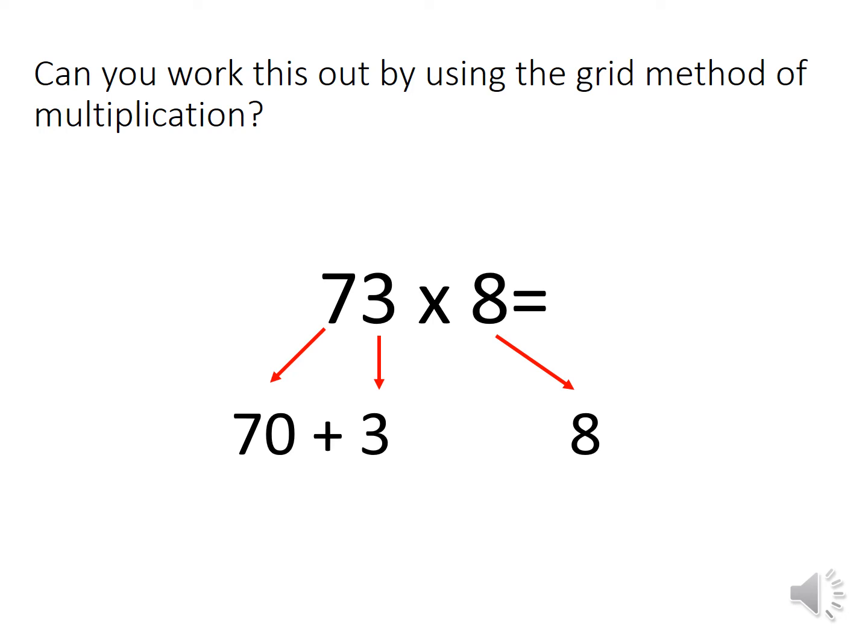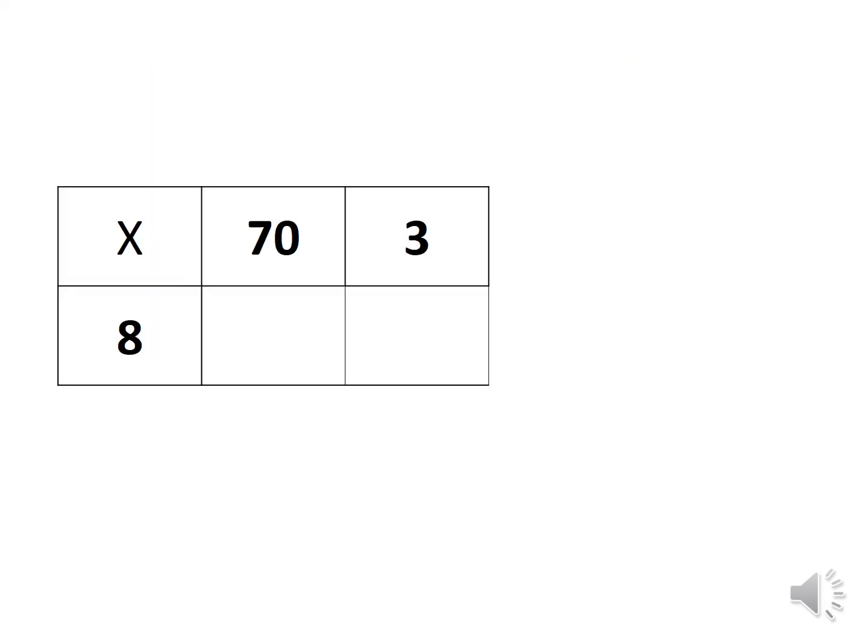Let's try this one. 73 times by 8. So firstly, I partition it out. 70, add 3. I'm timesing it by 8. So the first thing I need to do is to draw myself a little grid and to put in the tens and the units. We then multiply them together. Have a go. Take a pause in the video.